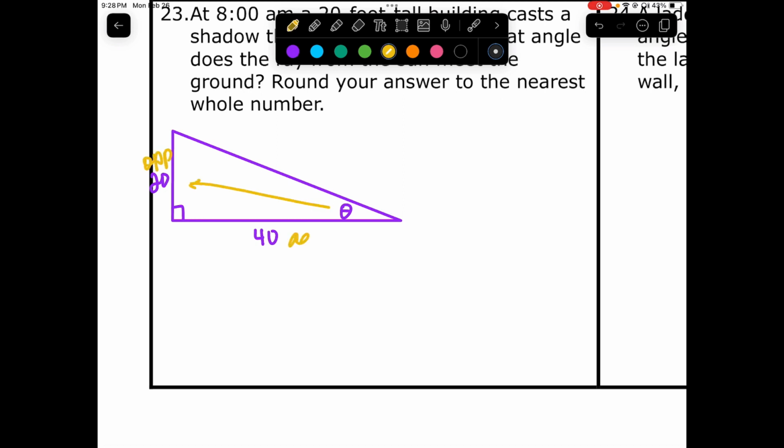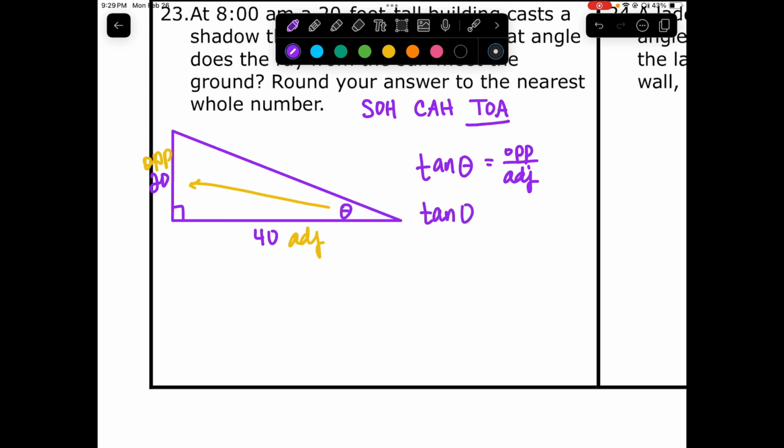Again, that's opposite, this is adjacent, and you should know from CUA that opposite and adjacent is tangent. So that's going to be tangent theta equals opposite over adjacent. Tangent theta, because theta is yet unknown, equals 20 over 40. And if we're looking for the angle, we're going to have to do the inverse tangent. And just throwing this out there, you could always simplify this fraction to 1/2.